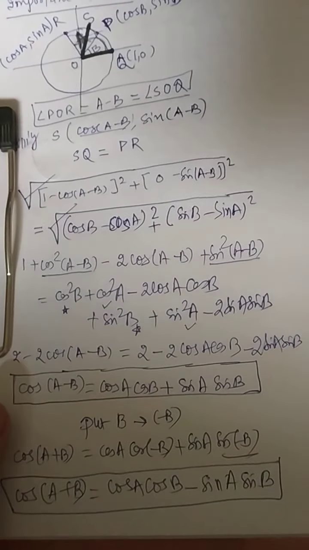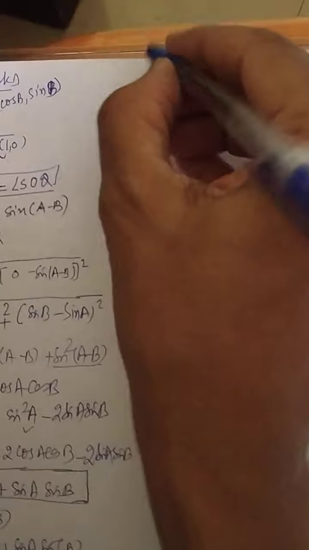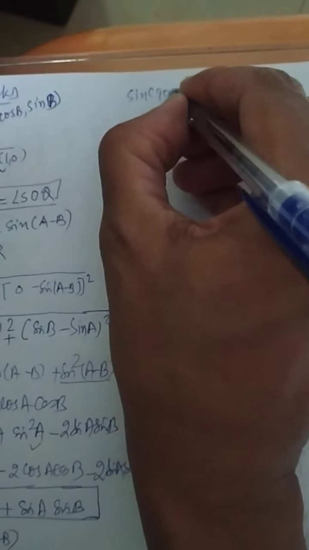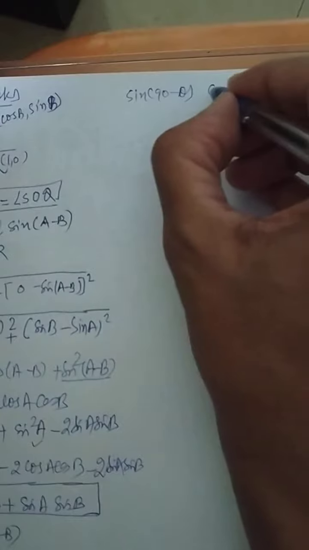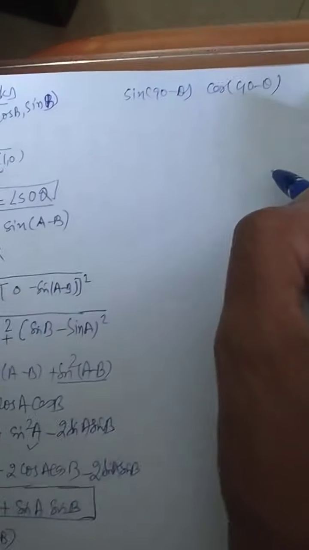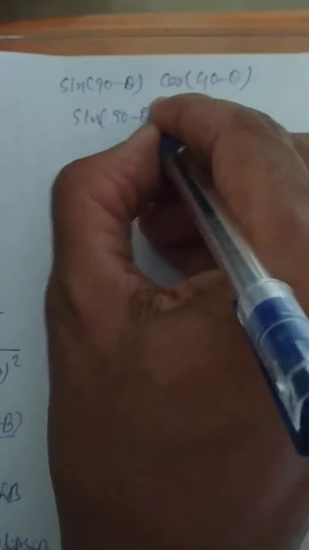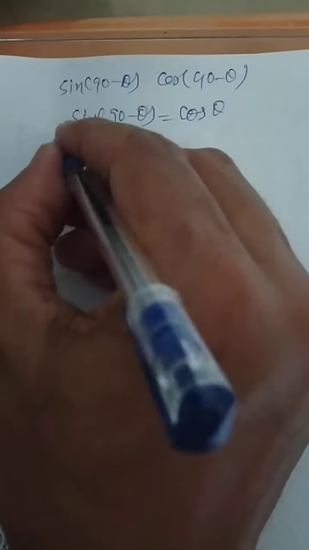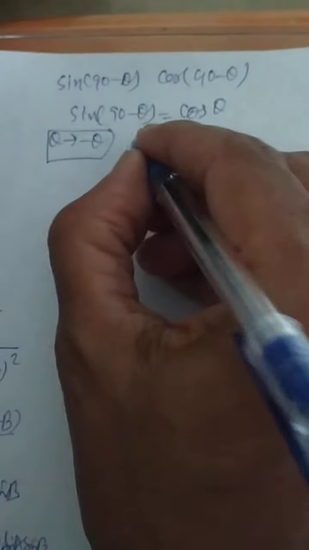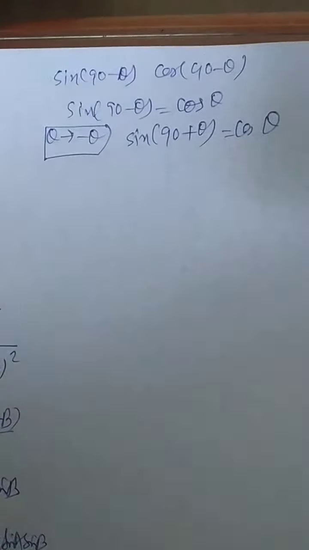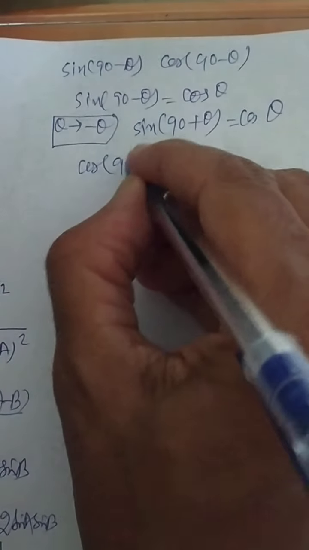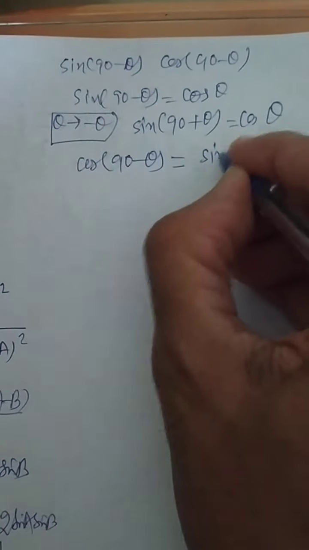Okay. Now the things which are known to you: I am writing the complementary formulas, sin of 90 minus theta and cos of 90 minus theta. These two remarks are known to you. So what I am doing now, look here, sin of 90 minus theta is nothing but cos theta. So replace theta by minus theta. What you will get, sin of 90 plus theta will be equal to cos of theta. But cos of 90 minus theta is nothing but sin of theta.